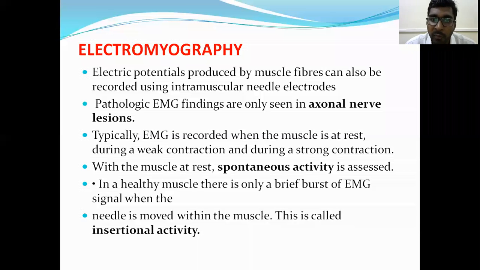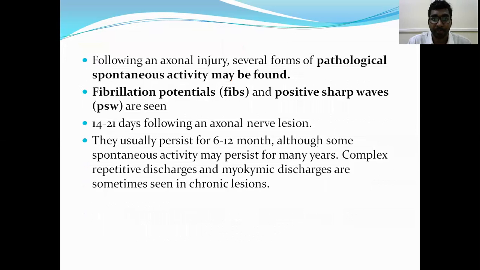Typically, electromyography is recorded when the muscle is at rest, during a weak contraction, and during a strong contraction. When the muscle is at rest, it can produce some electrical activity called spontaneous activity. In a healthy muscle, there is a brief burst of EMG signal when the needle is moved within the muscle. It is called insertional activity. When the needle is inserted into the muscle for electromyography, it produces an electric impulse called insertional activity.